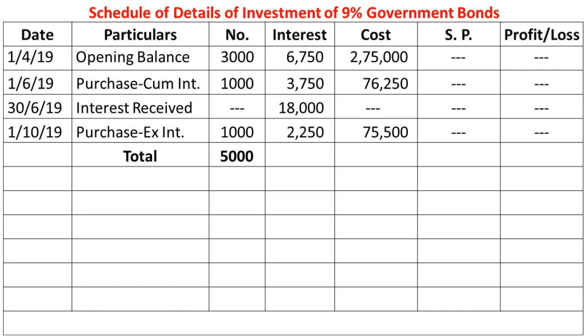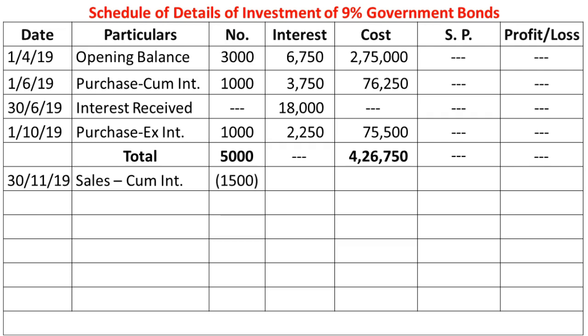The total cost that we have spent is 4,26,750. We need to add 2,75,000 plus 76,250 plus 75,500. So we'll get 4,26,750 rupees. Then we will record the transaction of sales on 30th November 2019. There is a sales transaction, so the sale is at cum interest price. How many government bonds are we selling?